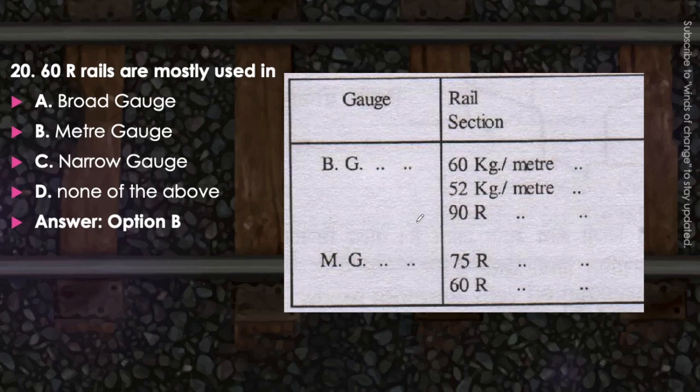For broad gauge track, the classifications are 60 kg per meter or 52 kg per meter, or in R value it is written as 90R. While for meter gauge it is 75R and 60R. So memorize it, it is very important.